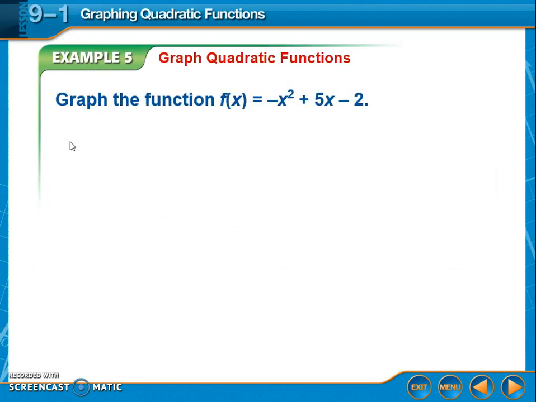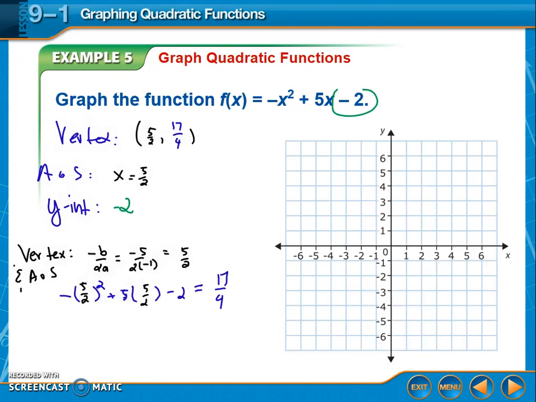So first thing I need to do is find the vertex, axis of symmetry, and y-intercept. Okay, so I'm going to find these, and you guys can pause the video and solve for those right now using the methods we just used. Once you find those 3 things, we can start to graph those things.